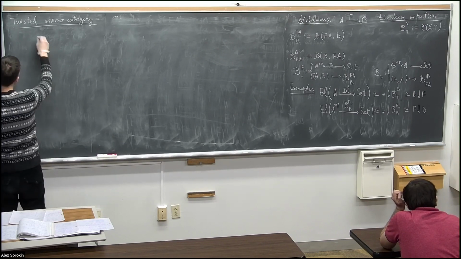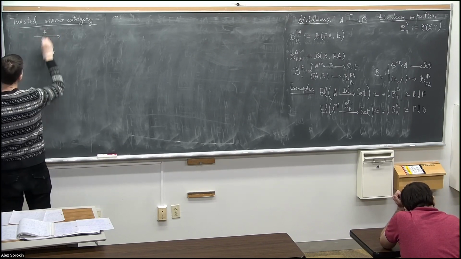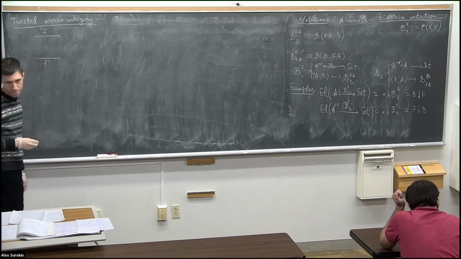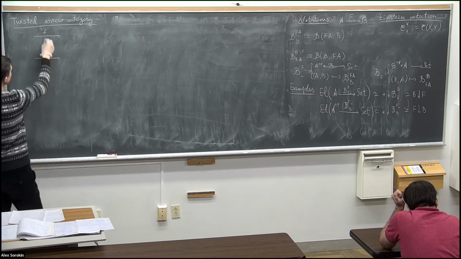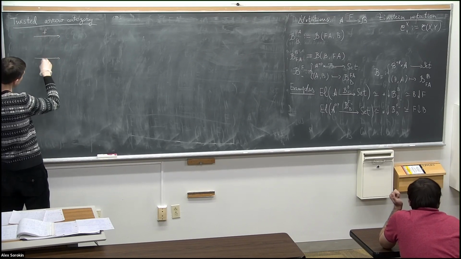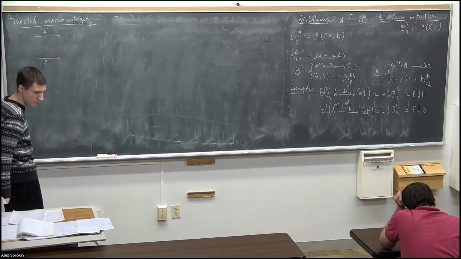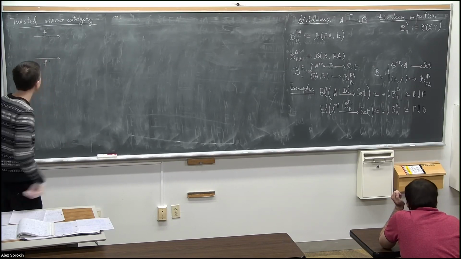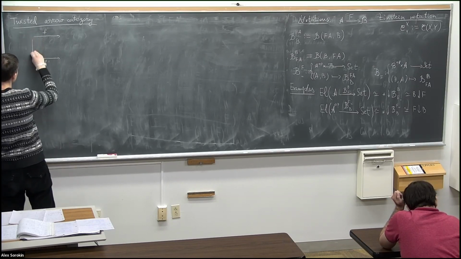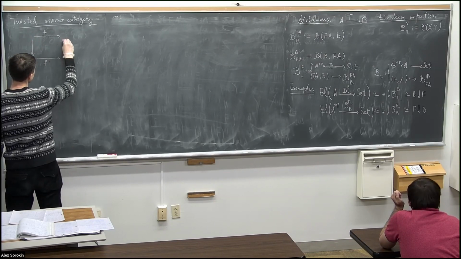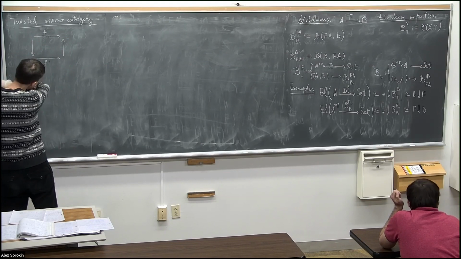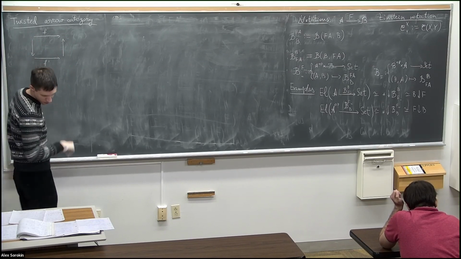You are taking F and F prime. And if my map F factors through F prime, then I have an arrow from F to F prime. So it looks like this, that's this arrow.